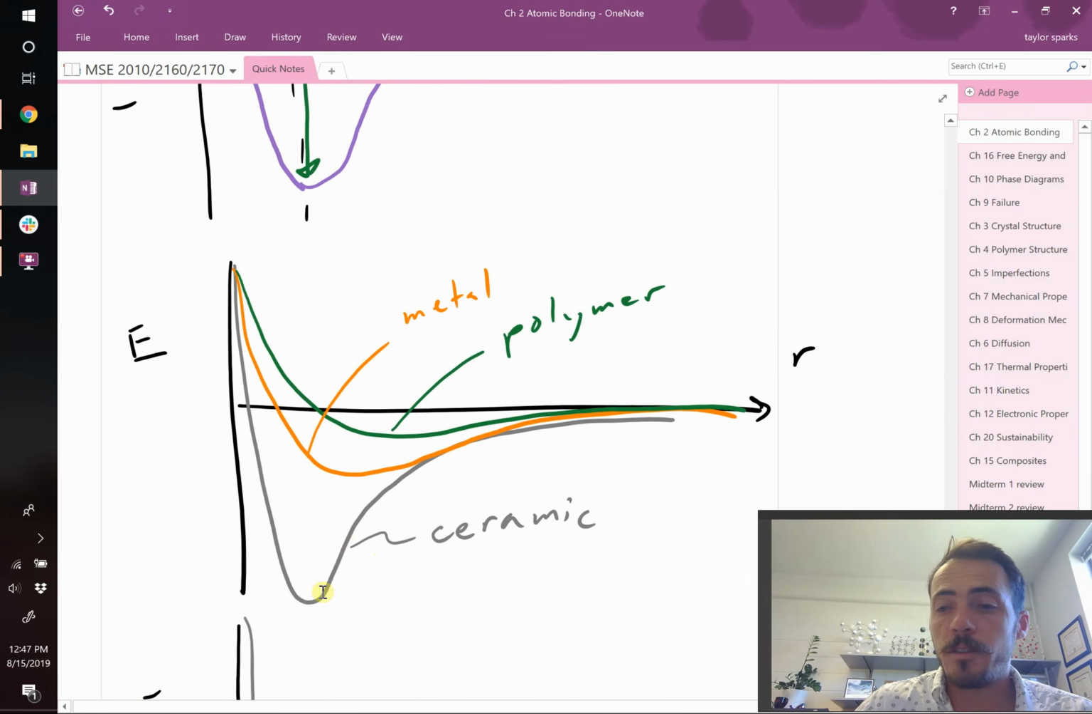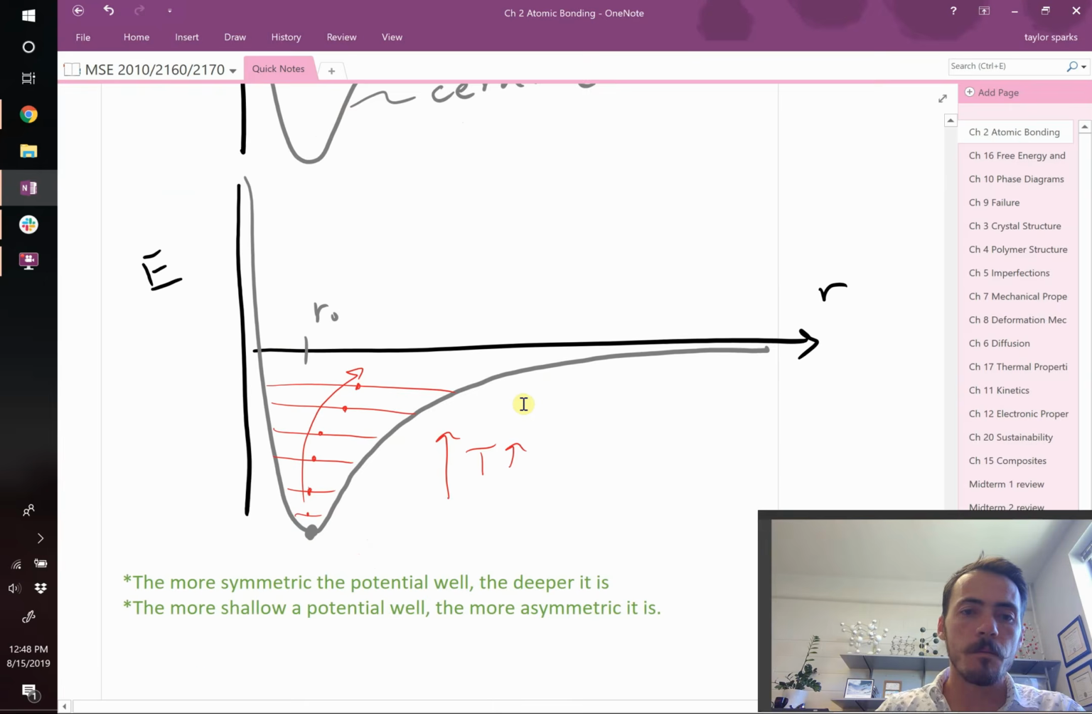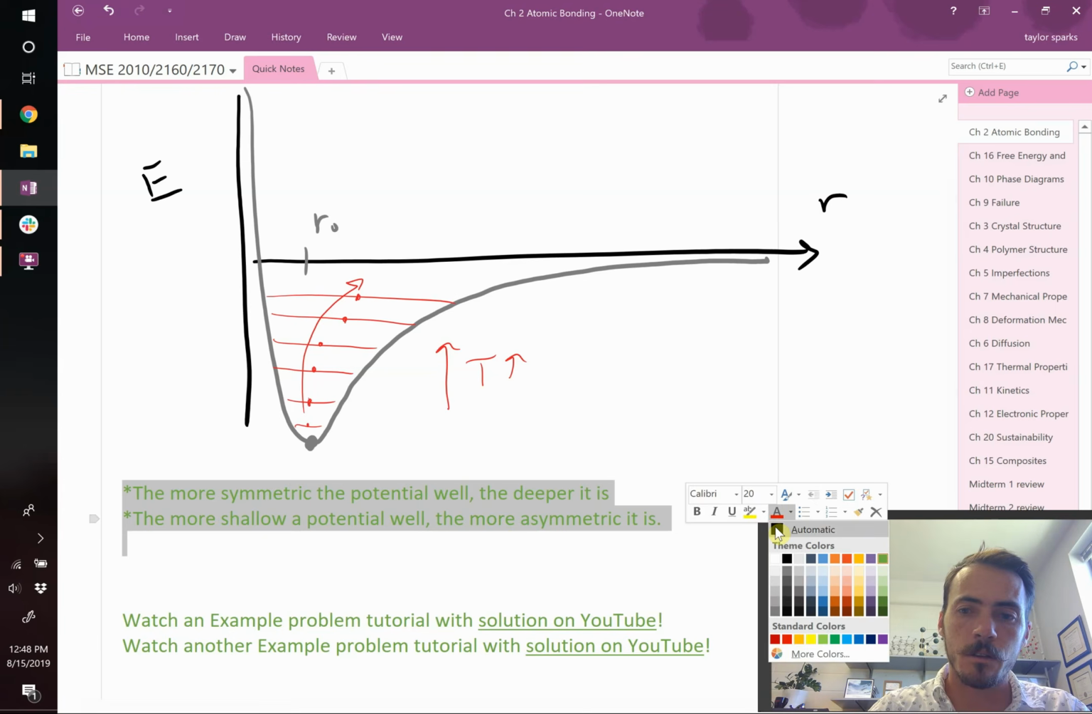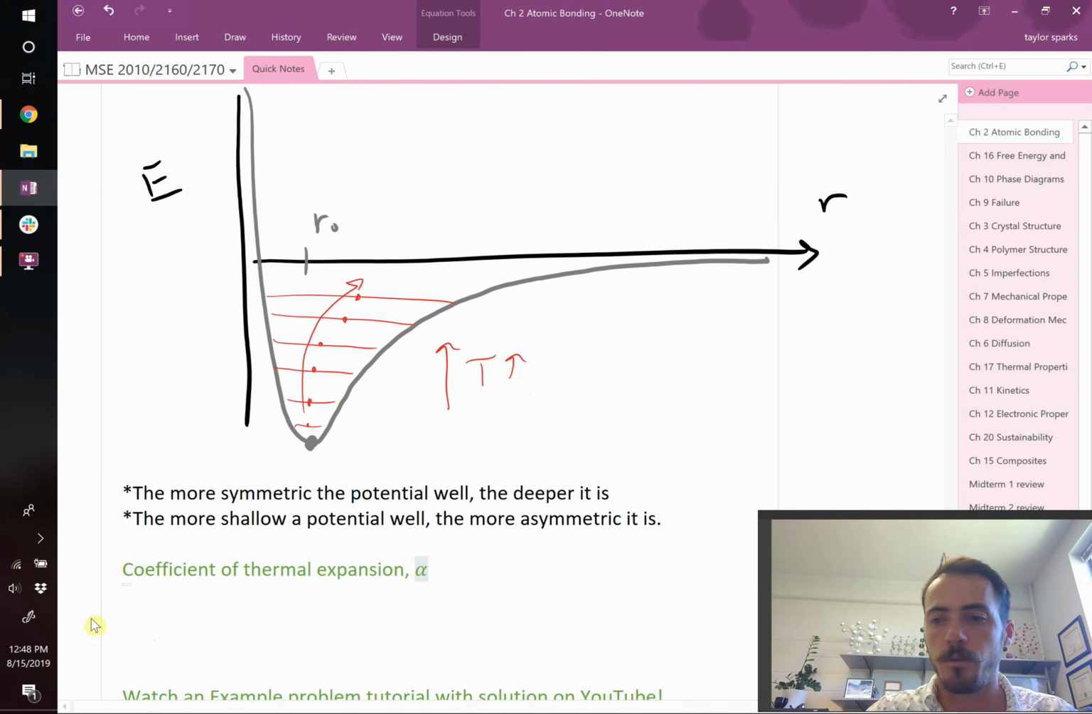Well, the ceramic is the deepest, it's the most symmetric, so it's not going to expand as much. A metal, it's going to expand a lot, more than a ceramic, but not as much as a polymer. And a polymer is going to expand like crazy. And sure enough, if you look at average values of this thermal expansion coefficient, let me change the color on these real quick. So the thermal expansion coefficient, we'll call it alpha. That's the typical variable that they use for it.